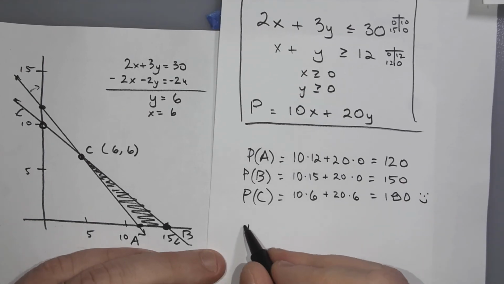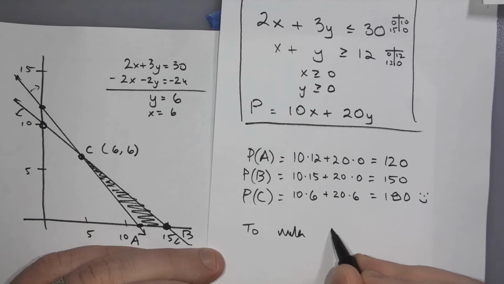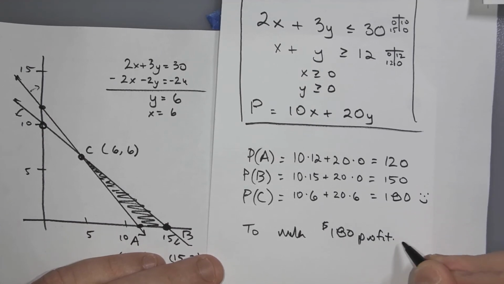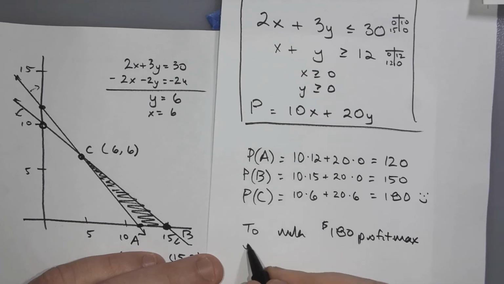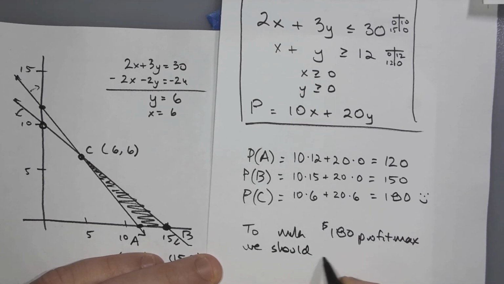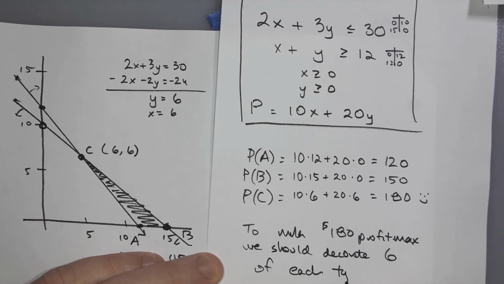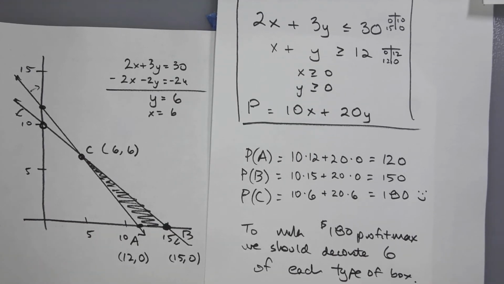So to make $180 profit max, we should decorate 6 of each type of box. And that concludes page 4.